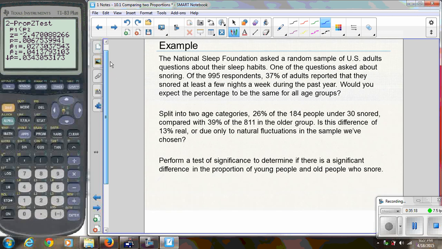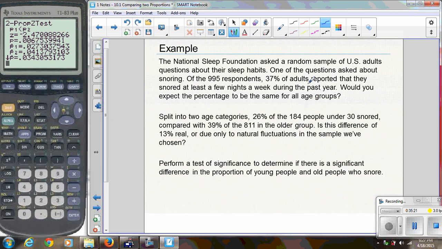So if we go back to this example on the National Sleep Foundation, we know altogether that 37% of the 995 adults that were surveyed said that they snored. When we broke the 995 into two groups, though, we had the under 30 and the over 30. So here's my under 30 group, and I'm going to, in red, highlight my over 30 group.